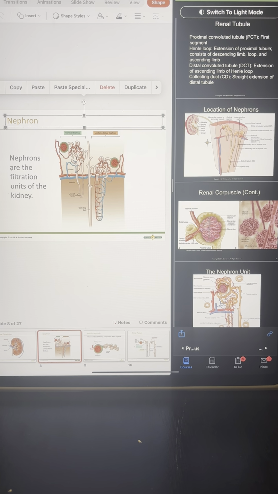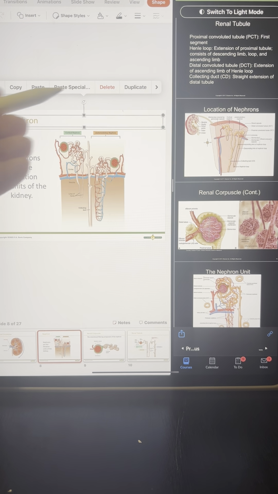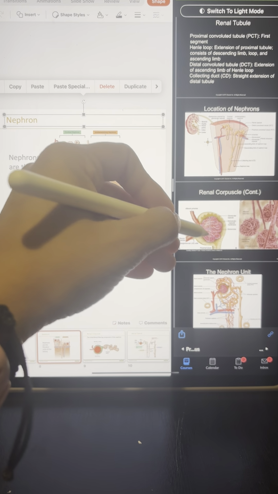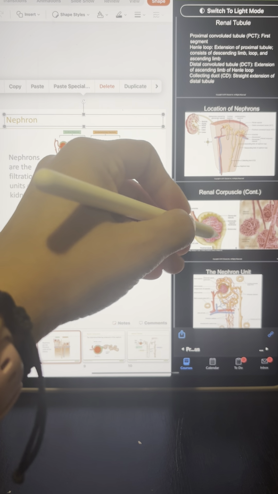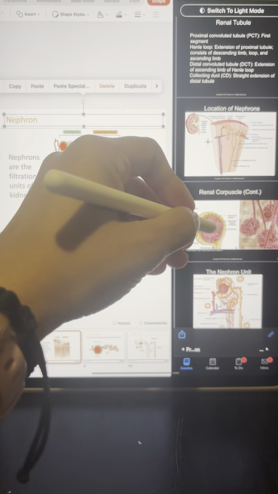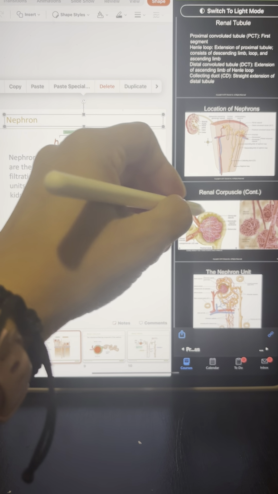So you got your Bowman's capsule. Let me say this. You got this glomerulus. This is like a ball of yarn. You can picture a ball of yarn covered by a protective case.